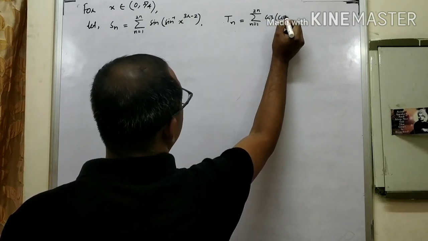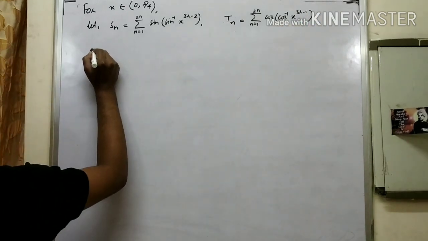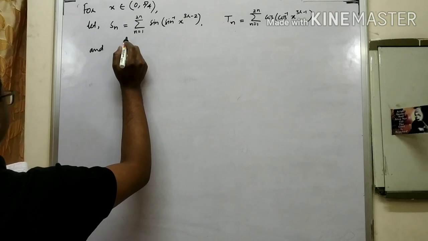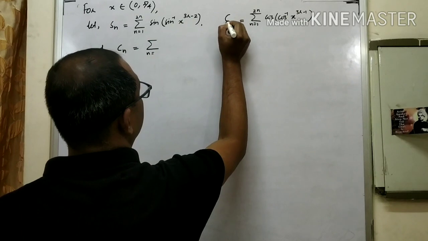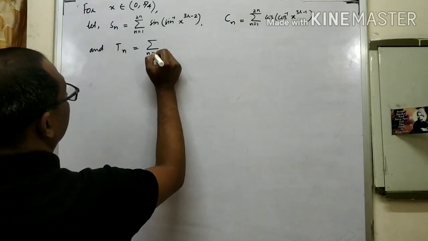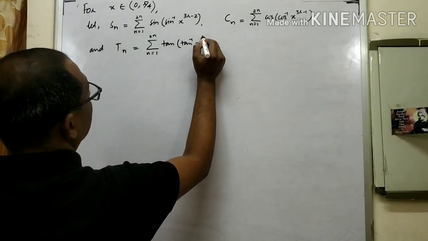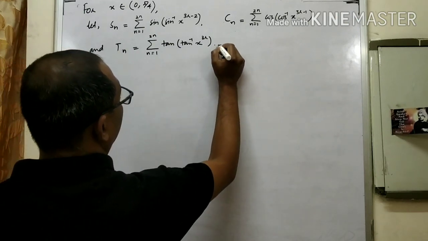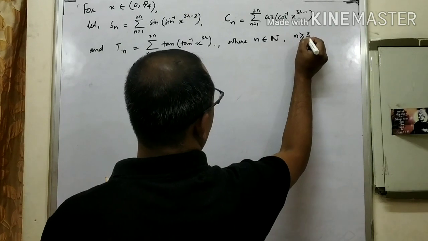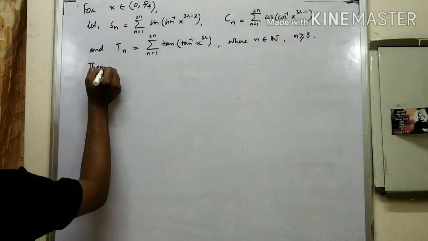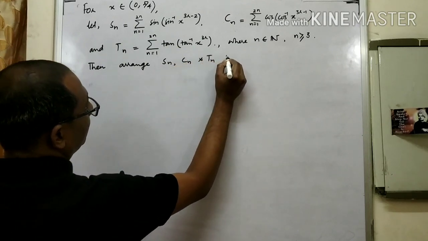cos inverse of x to the power 3r minus 1, and Cn equal to summation of r from 1 to 2n, tan inverse of x to the power 3r, where n is a natural number, any natural number, greater than or equal to 3. Then arrange Sn, Cn and Tn in descending order.